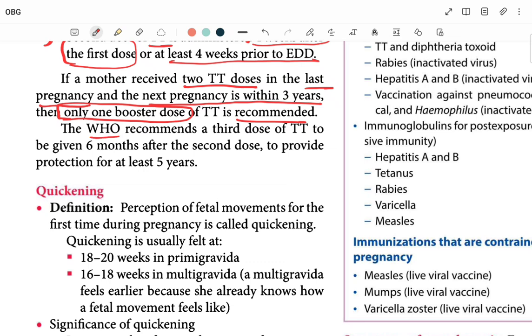So according to WHO, the WHO recommends a third dose of tetanus toxoid to be given 6 months after the second dose to provide protection for at least 5 years. So if the mother wants to be protected for at least 5 years, then after the second dose, around 6 months later, you give a third dose.